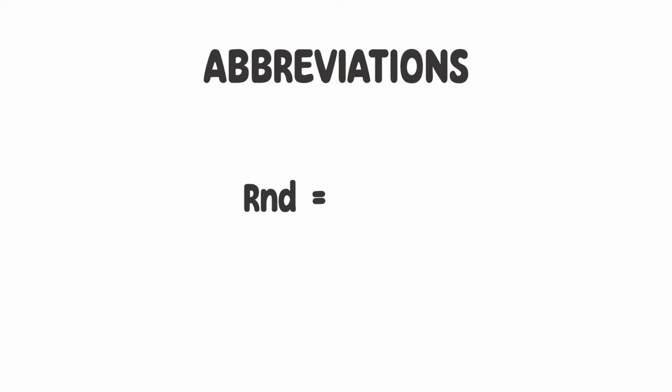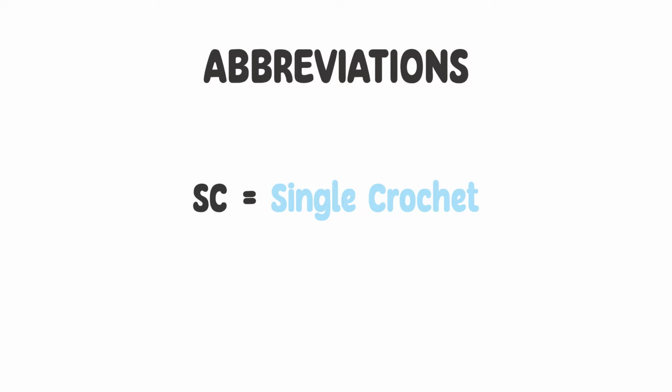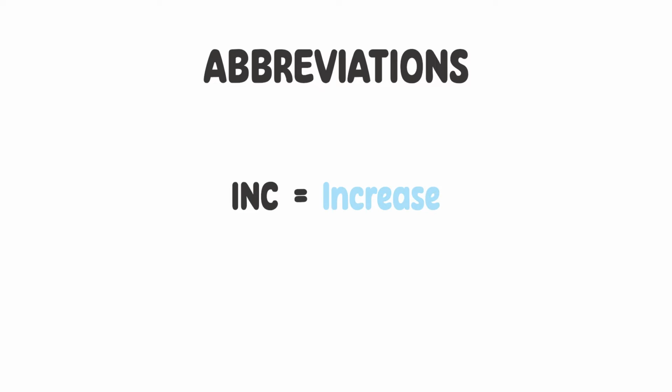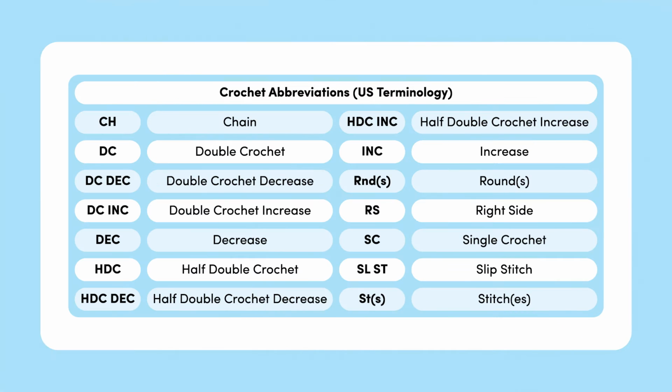Great. So let's look at some common abbreviations used in amigurumi. RND stands for round, SC stands for single crochet, INC stands for increase. I've created a free cheat sheet of all the abbreviations in the description below, so if you're ever stuck, you can always refer back to your cheat sheet.